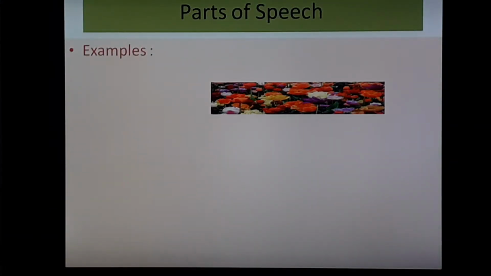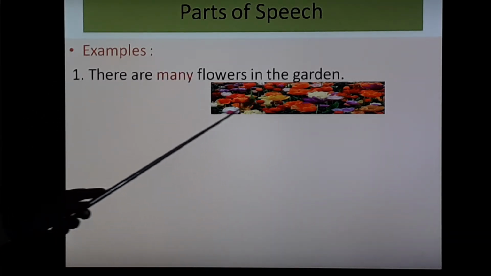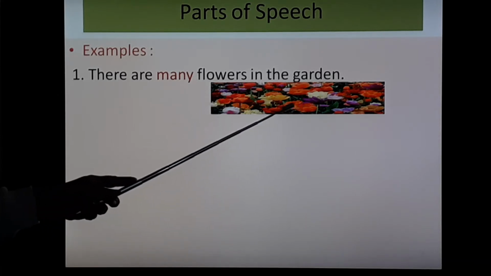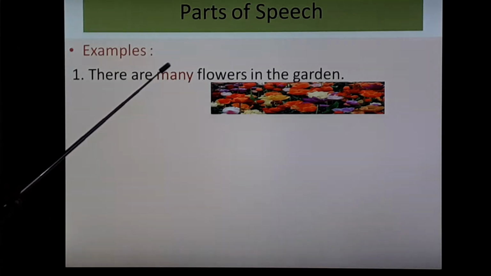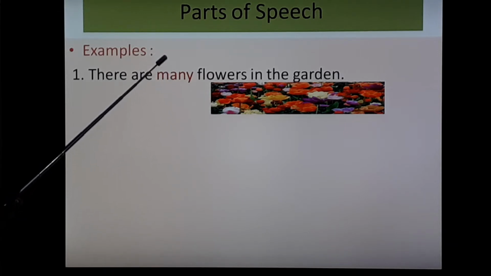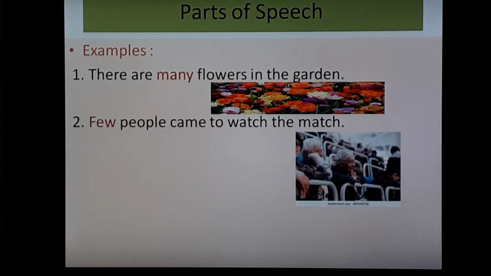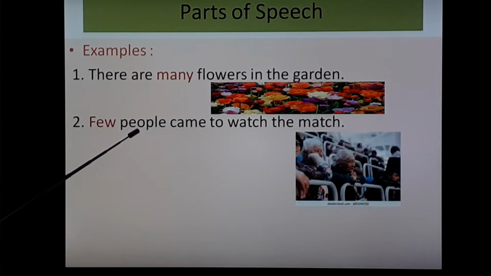Let's see examples. First, there are many flowers in the garden. So here flowers, these are countable nouns, and before that many is given. So this many is called adjective of number. Second, few people came to watch the match. So here people is a countable noun, so before that few is given. So that is adjective of number.